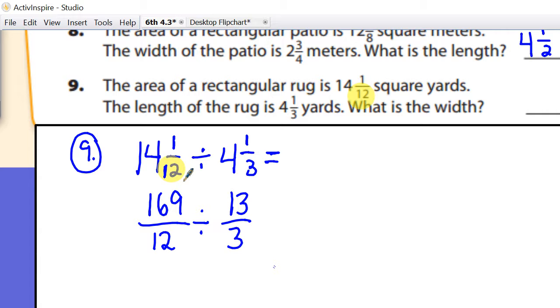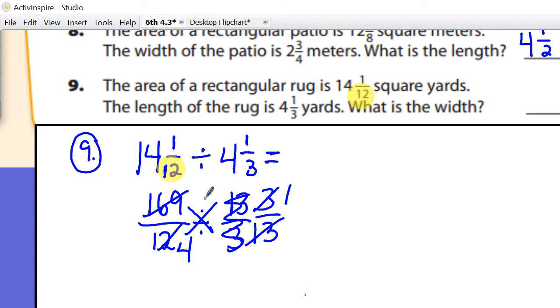After I have converted to improper fractions, I can now multiply by the reciprocal of 13/3, which becomes 3/13. I examine for things to simplify. 3 and 12 share a factor of 3. 3 goes into itself once. 3 goes into 12 4 times. Believe it or not, 13 and 169 share a factor. If you look on your multiplication chart, you'll see that 13 goes into 169 exactly 13 times. In other words, 13 times 13 is 169. So 169 and 13 share a factor of 13. This becomes 1. This becomes 13.